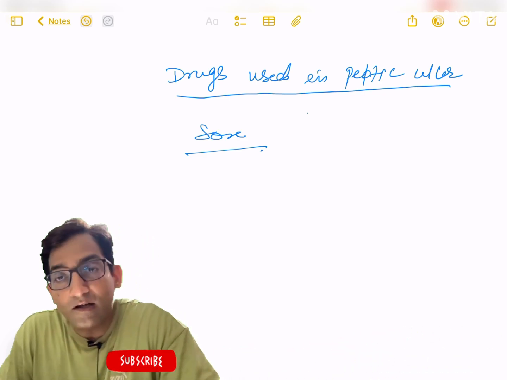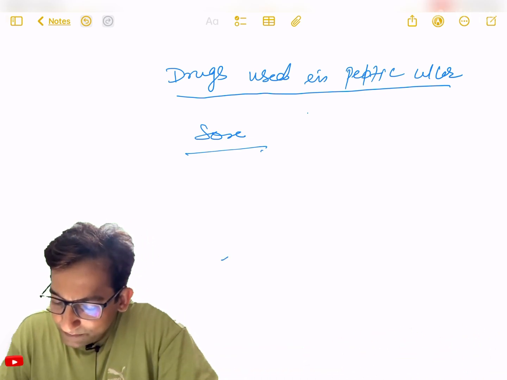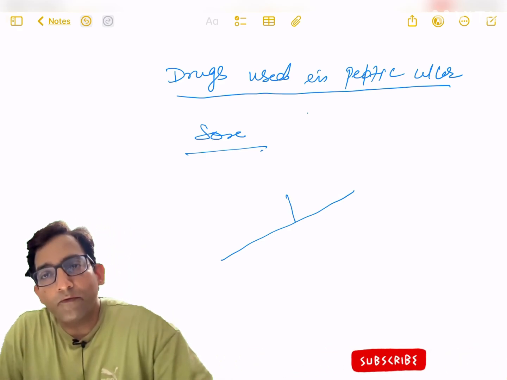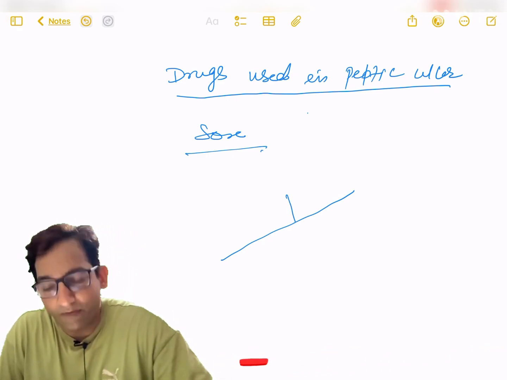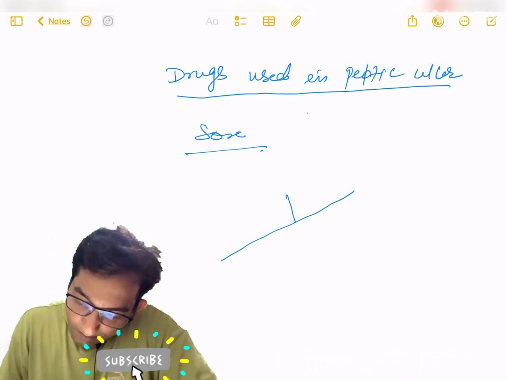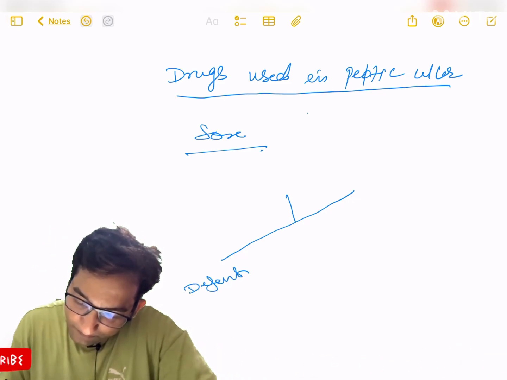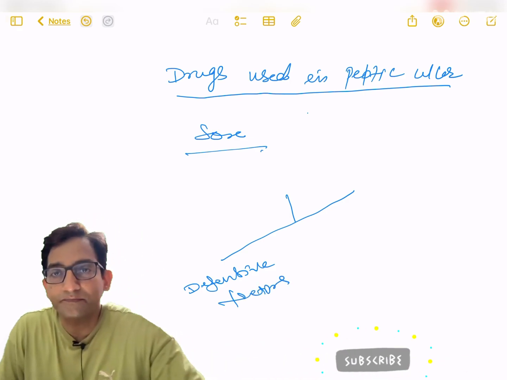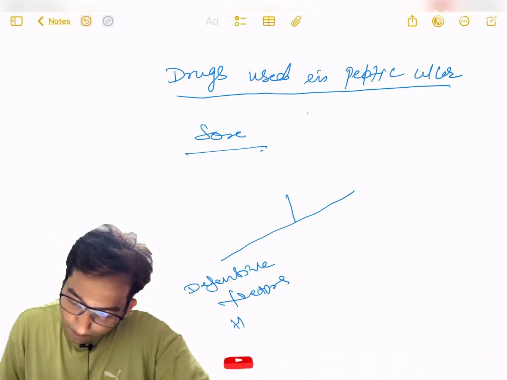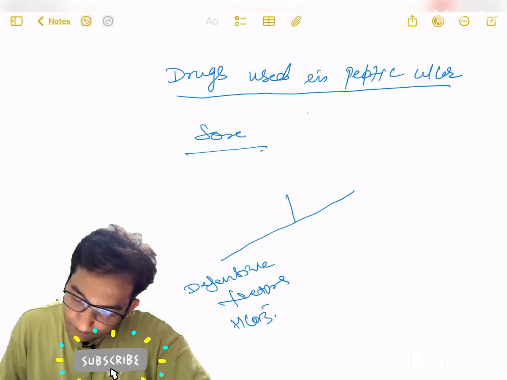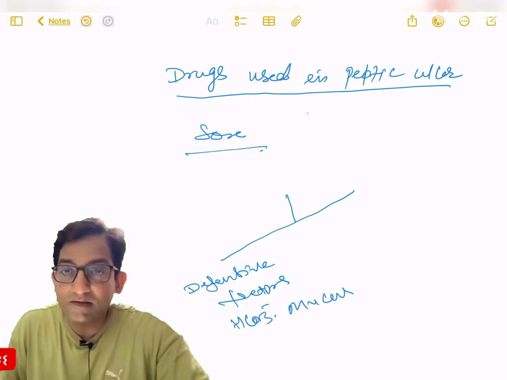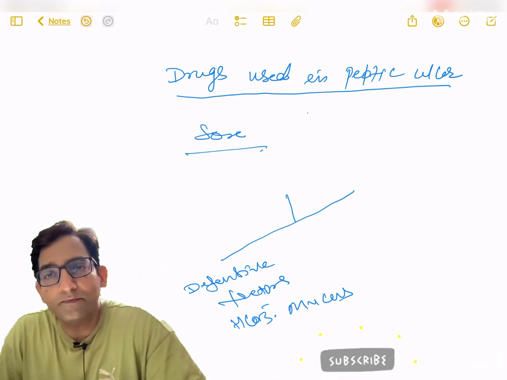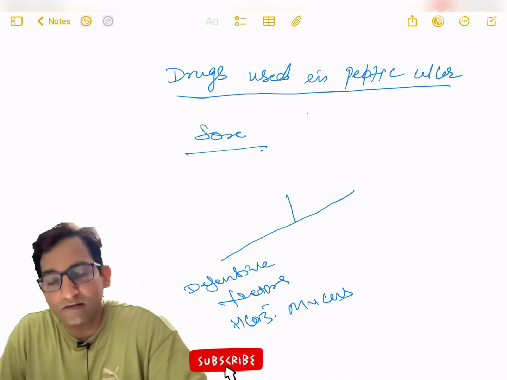Peptic ulcer basically occurs because of an imbalance between the defensive factors and aggressive factors. Defensive factors like bicarbonate and mucus, these are the defensive factors.